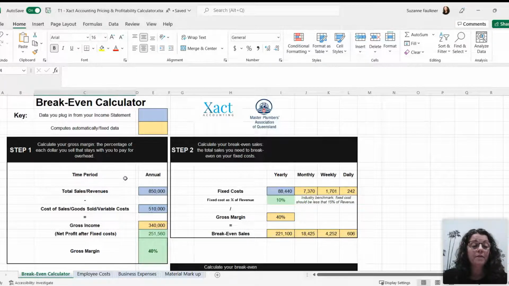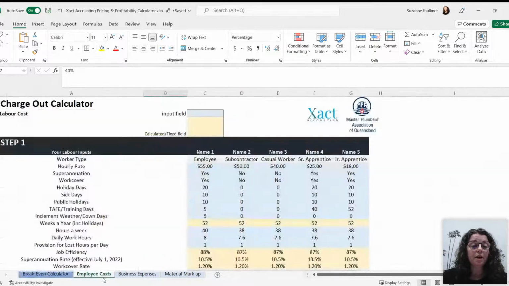Now, I'm going to start firstly with the employee costs calculator, which is tab 2. So you'll see there's a few different tabs here at the bottom. You've got your break even, employee costs, business expenses, and material markup. So we'll start with the employee costs. The blue boxes are the ones that you can input into. The yellow boxes are auto-calculating fields, so you don't need to worry about those.